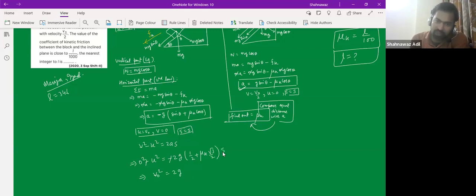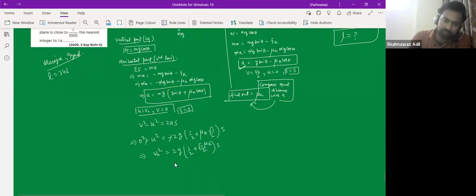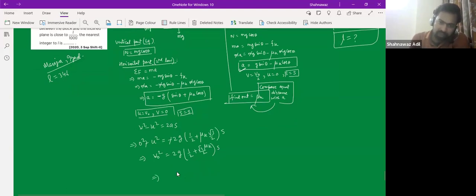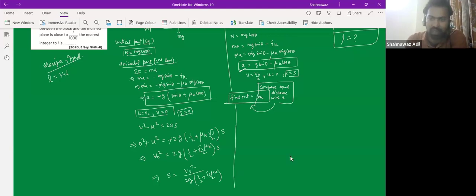And we have s as well. So this is half plus root 3 mu k by 2, and then this is s. So what is s? S is v naught square by 2g and 1 by 2 plus root 3 mu k by 2. So this is the first scenario.